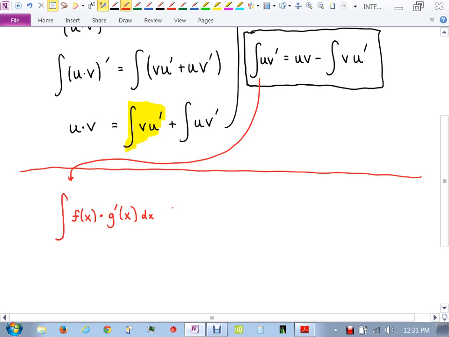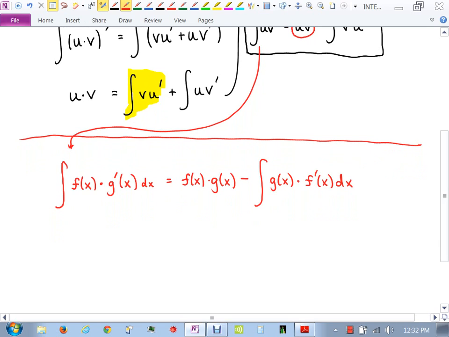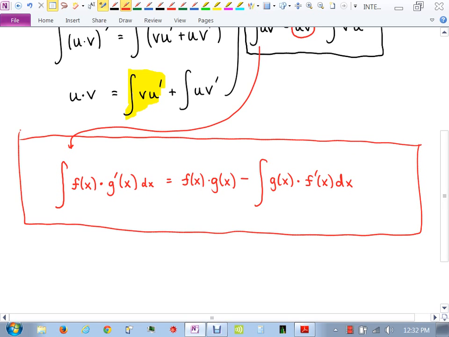Now, I'm putting a little dx here because when you take the derivative of g with respect to x, chain rule says then dx is usually 1. So that's my v prime, actually g prime of x dx. That should be equal to what? Look at my formula. u times v, which is what? f of x times g of x, no derivatives, minus the integral of g of x times the derivative of f of x dx. This is the next form. It's just another way of writing the same thing.